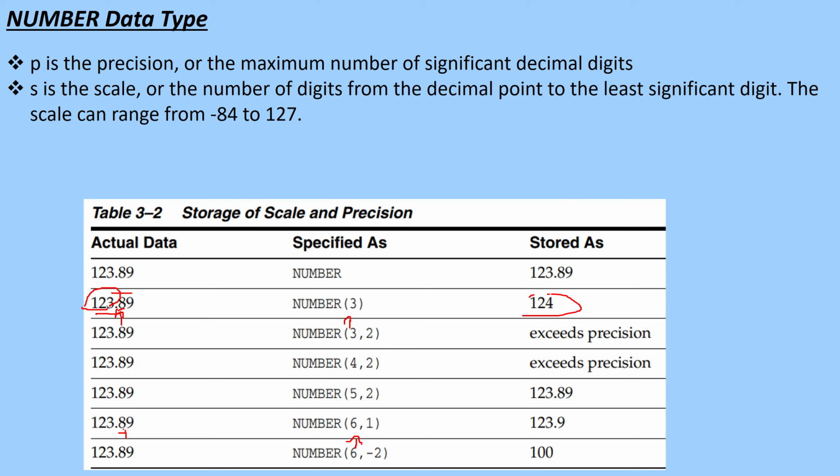So it is going to round off to 0.1 value. So after 0.8, the value is greater than 5, so it is going to add value to this 8 and give the output as 123.9.